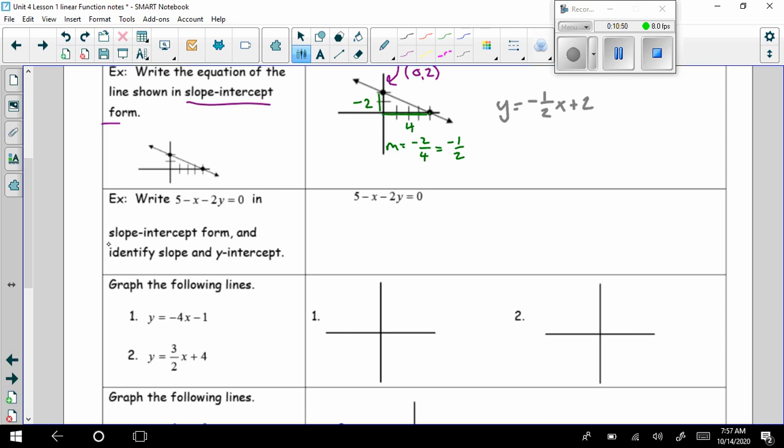All right, we're writing this equation into slope-intercept form so that we can identify the slope and the y-intercept. Get it into y equals mx plus b. Go ahead and try that now.